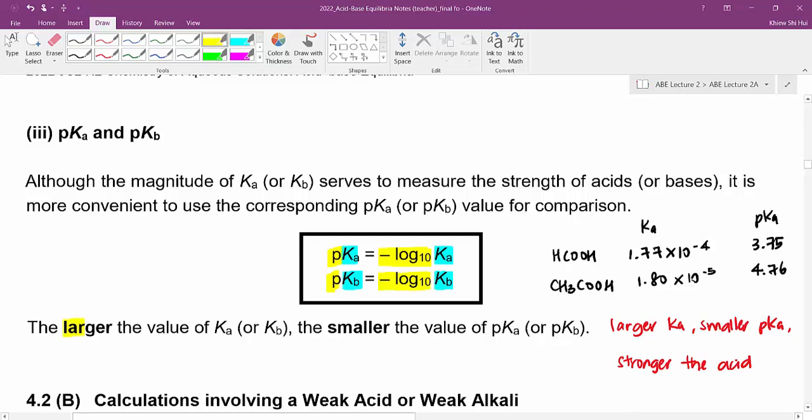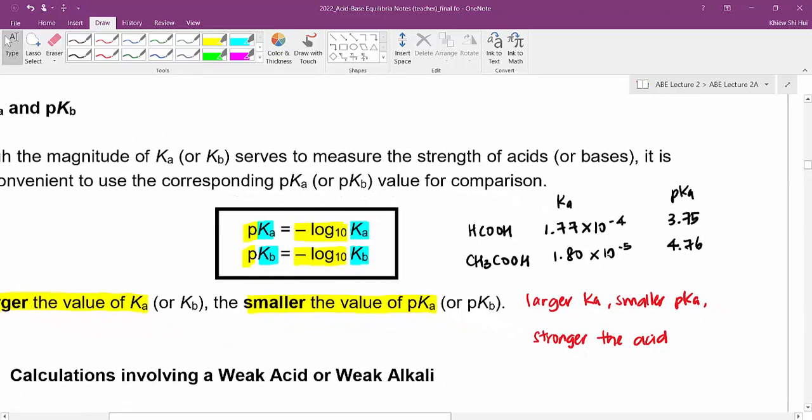You need to note that the larger the value of Ka, it means the smaller the value of pKa. This also means that combining with what you have learned earlier on, with the larger the value of Ka being stronger the acid, this also means that with a smaller pKa value, the acid is also stronger.